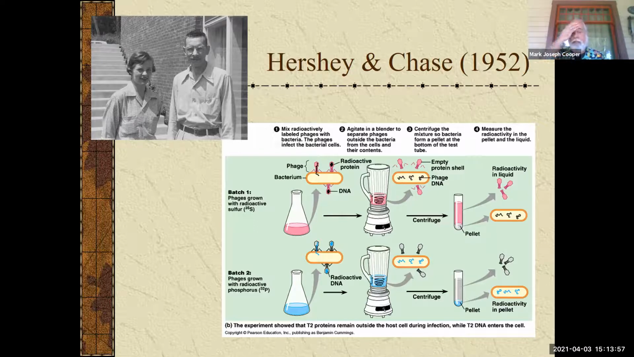So what they did is they made both of those radioactive, and then they let them breed, set them through, and what they found out is that it was the phosphorus that was ending up in the radioactive pellet, but it was the phosphorus that was actually ending up in the living matter. So they proved that it was DNA.